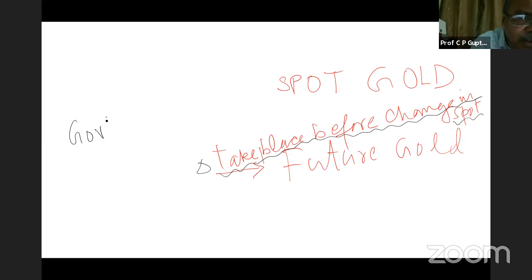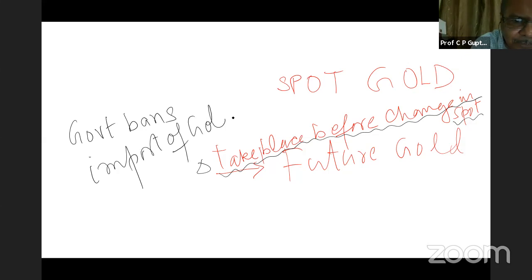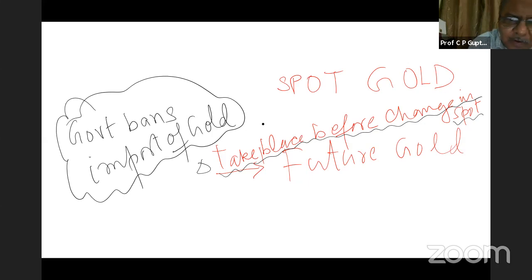Government bans import of gold. Okay? Now you can say this is the cause which will impact your future prices and your spot prices of the gold. So I can say the ban on the import of the gold is the cause and it's causing the impact on the spot prices and the future prices.